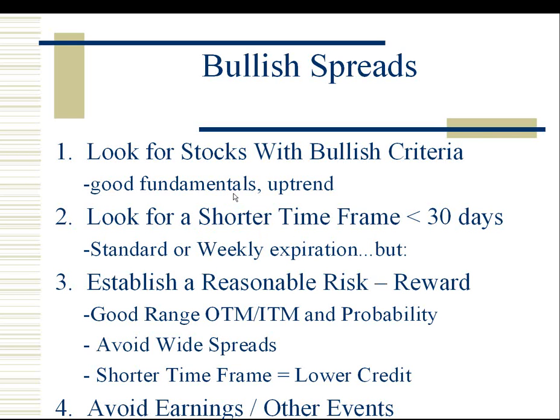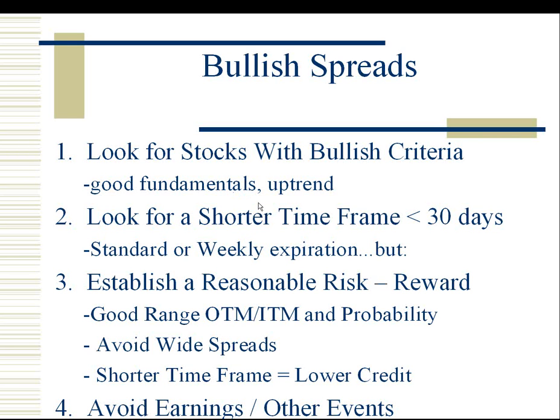Well, the underlying security, whether it's a stock, index, or ETF, has to match our sentiment going forward. We want to look for securities that are in an uptrend. We want to look for good fundamentals if we're evaluating a stock. For the option criteria, we want to look for a shorter time frame. It's best to go under 30 or under 45 days out in time. And of course, you can use the standard expirations, which are usually 3 weeks out in time, or the third Friday of every month. Technically it's the third Saturday, but when we can trade them, it's the third Friday.